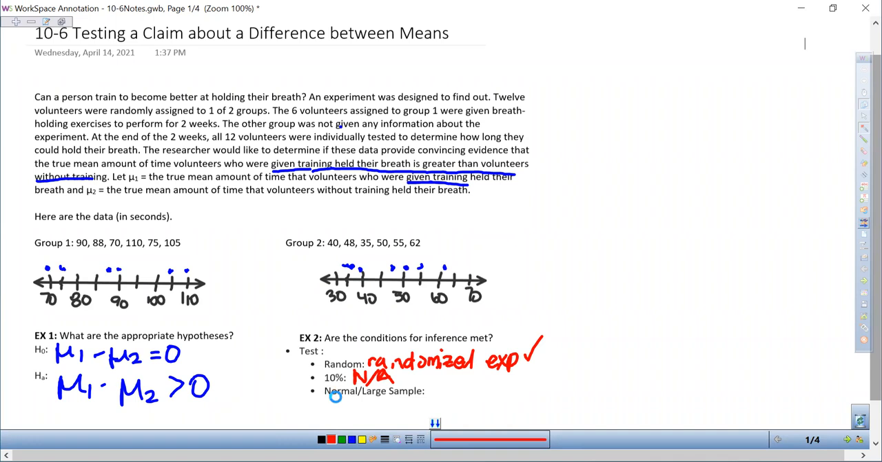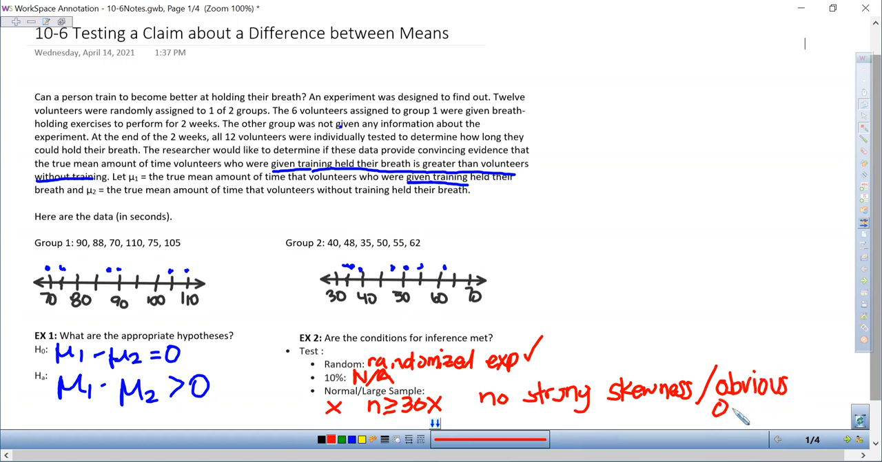Then I have to check, is it normally distributed? My data is not normally distributed. Do I have a large sample size? I do not. My sample is only 6. Remember that a large sample would mean n is greater than or equal to 30. So I don't have normal, and I don't have a large sample. The other indicator is that I have no strong skewness or obvious outliers. If we look at the graph of the data, everything seems pretty equivalent.